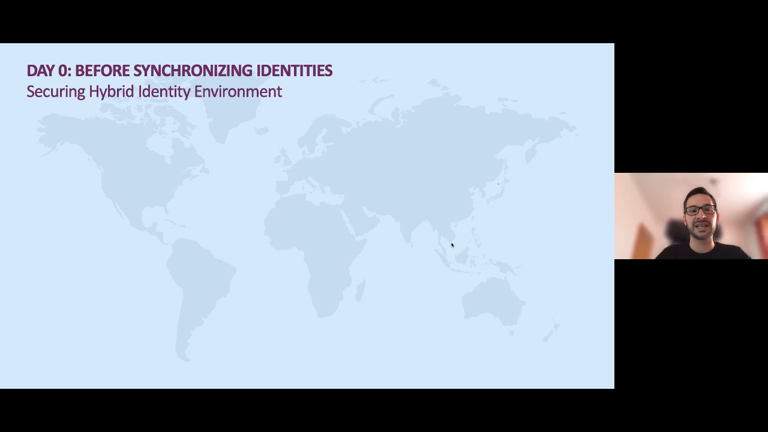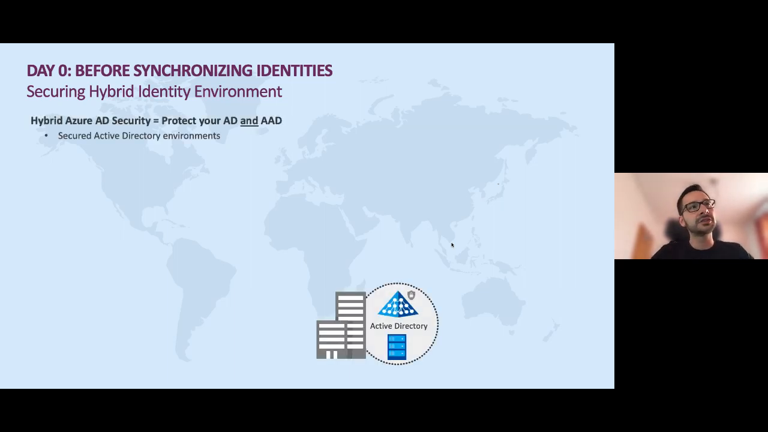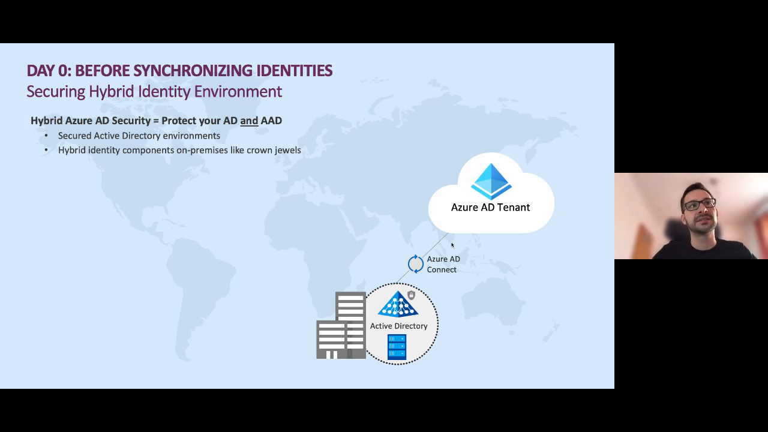And before we go into details, let's discuss a few major points that you should consider in your identity security strategy of Azure AD. Especially if you'd like to implement a hybrid identity environment, keep in mind hybrid identity means also to protect your on-premises identity infrastructure. Therefore, you should make sure that your Active Directory environment is secure and that your hybrid identity components, such as Azure AD Connect, are protected like your crown jewels. So maybe you have additional security policies for your domain controller, so you should extend them to the hybrid identity components as well.